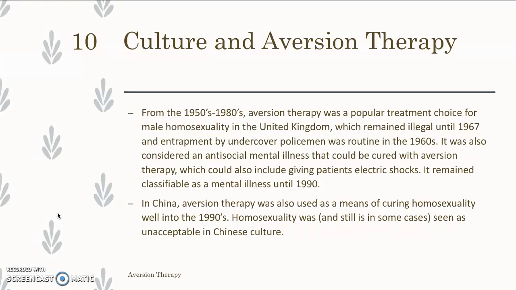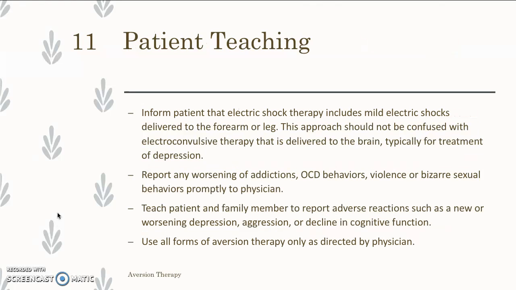In China, aversion therapy was also used as a means of curing homosexuality well into the 1990s. Homosexuality was, and still is in some cases, seen as unacceptable in Chinese culture.